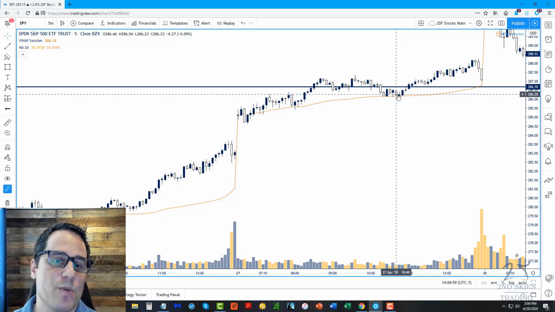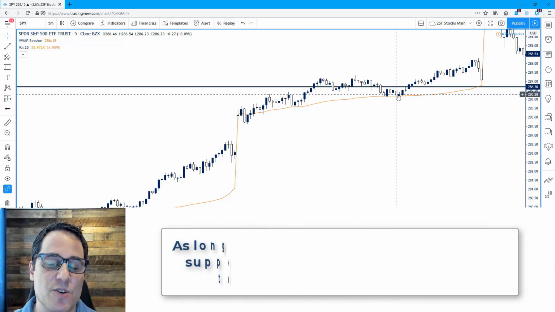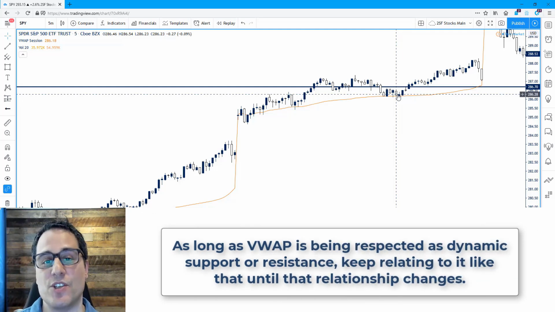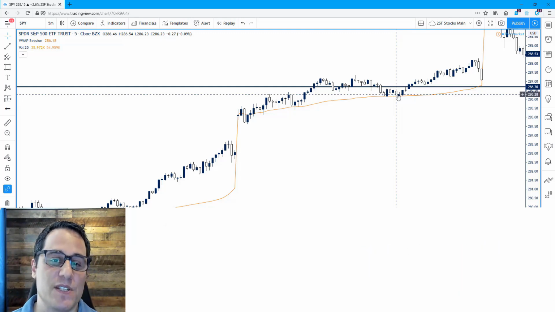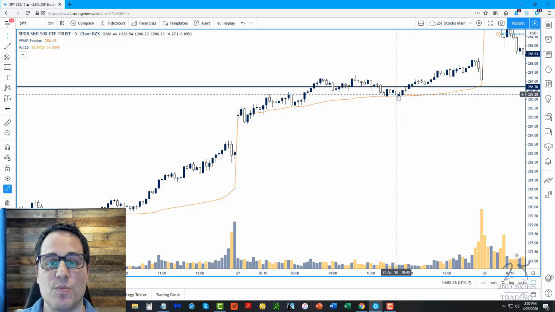So with dynamic support and resistance, it's very important that you understand that as long as the price action is relating to it as support, you will keep relating to it as support until that relationship changes. Same thing if it treats it as resistance: you keep treating it as resistance until the price action breaks, and then there's a change in that relationship. So this is the first key point in understanding VWAP.